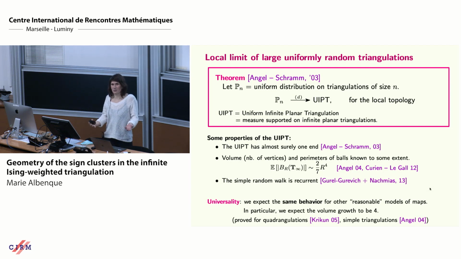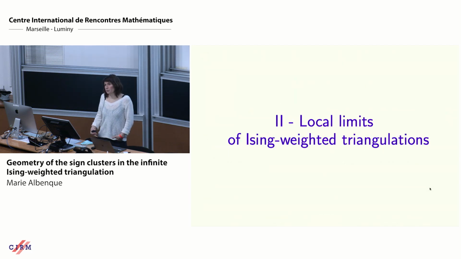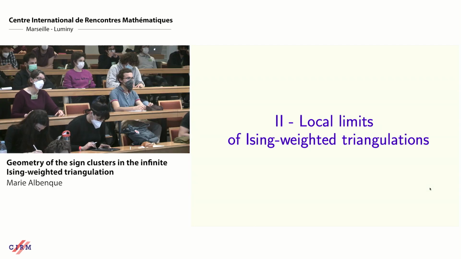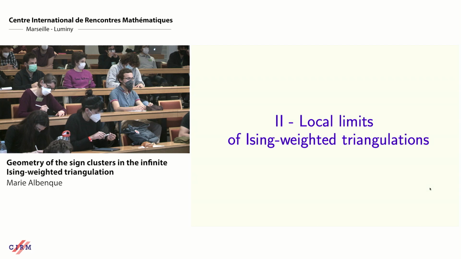You find another model, and the question is, what does it take to see something different? How should you tweak your distribution on maps to see something different from this behavior, where you don't have typically the r to the 4 for the volume growth? It has been understood fairly long ago that to obtain such behavior, you need to consider maps that are also coupled with a statistical physics model.